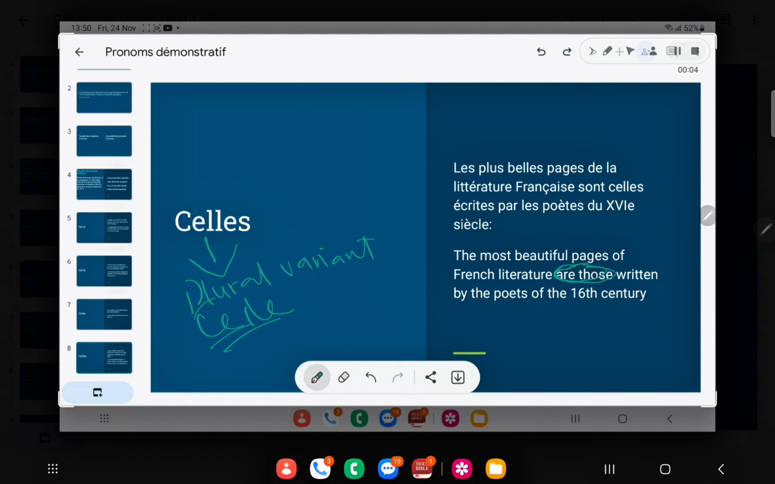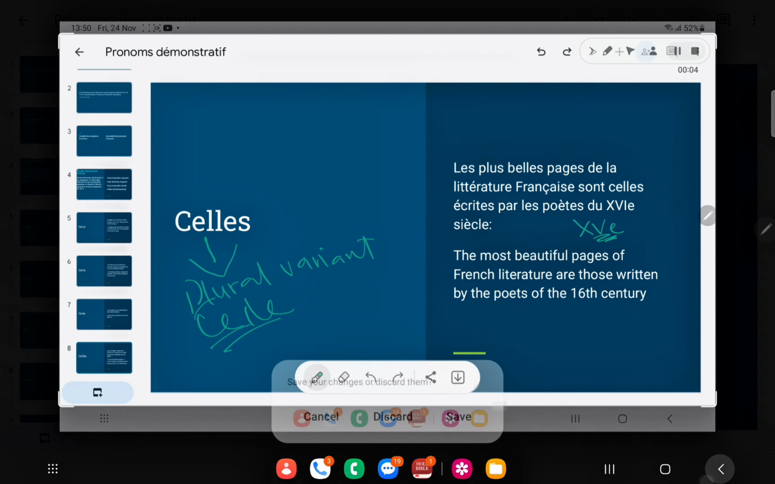These are those is represented in the French part here by celles. We'll see our major point of concern, celles. The word page is feminine. That's why we are using the plural variant. Celles is being used to make specific reference to the most beautiful pages being referred to by the speaker, the person making the sentence, because the most beautiful pages are those written by the poets of the 16th century. So that's what celles is used for here.